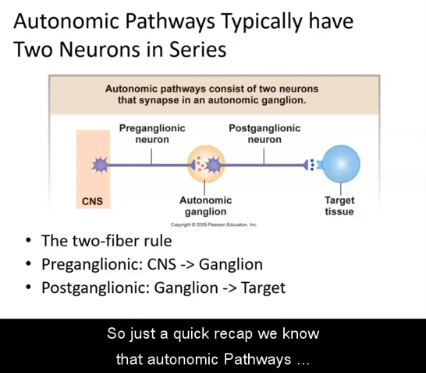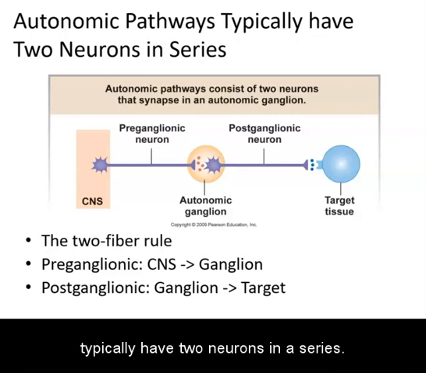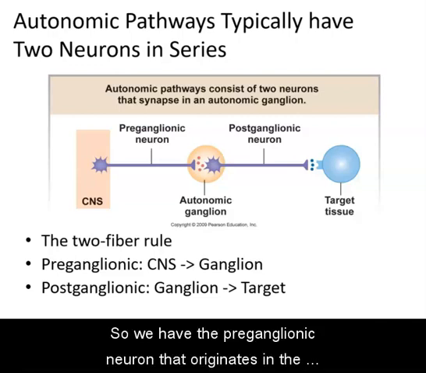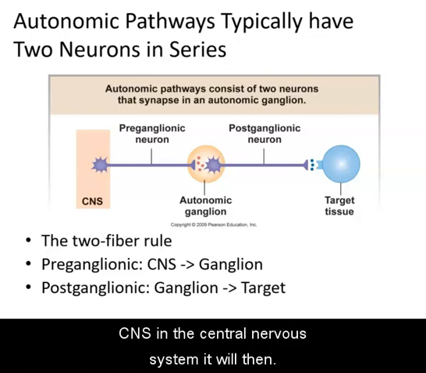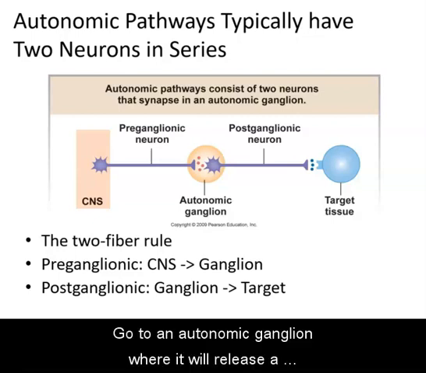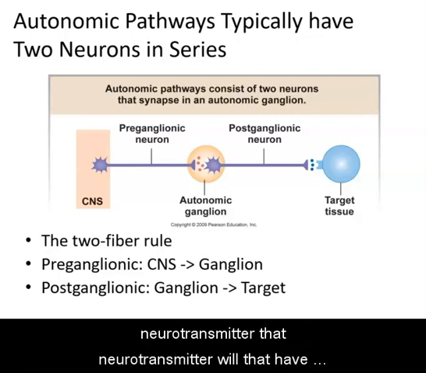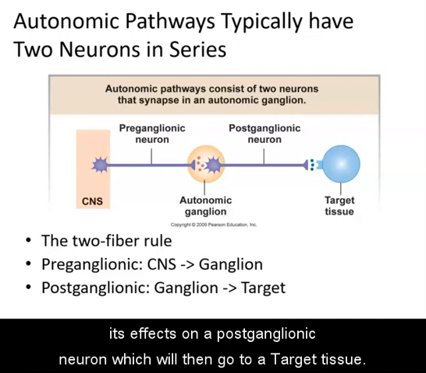So just a quick recap, we know that autonomic pathways typically have two neurons in a series. So we have the preganglionic neuron that originates in the CNS, in the central nervous system. It will then go to an autonomic ganglion where it will release a neurotransmitter. That neurotransmitter will then have its effects on a postganglionic neuron, which will then go to a target tissue.